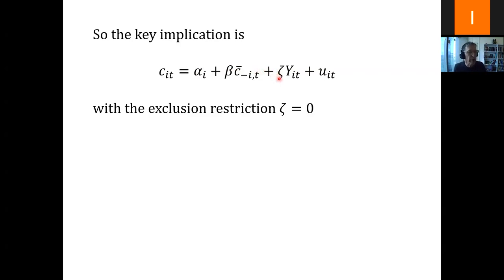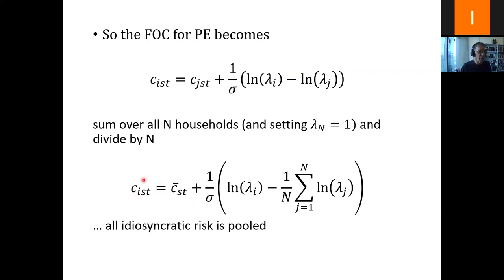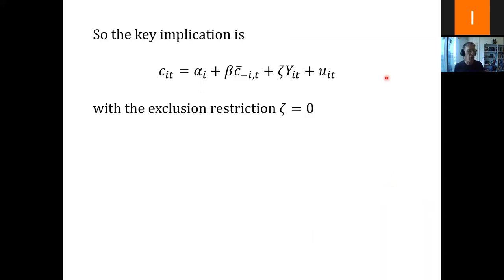But what's important is that my consumption should not depend upon my income, conditional on average village consumption. What we see here is that my consumption just depends on the average village consumption. My income has got nothing to do with my consumption in the efficient allocation of risk. And so the exclusion restriction is that conditional on average village consumption, my own idiosyncratic income should not matter for my consumption. So that's the testable restriction that comes out of Townsend's model.